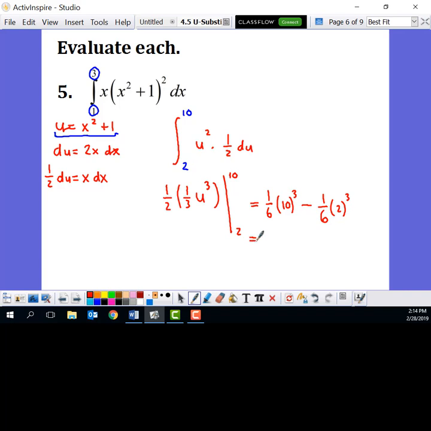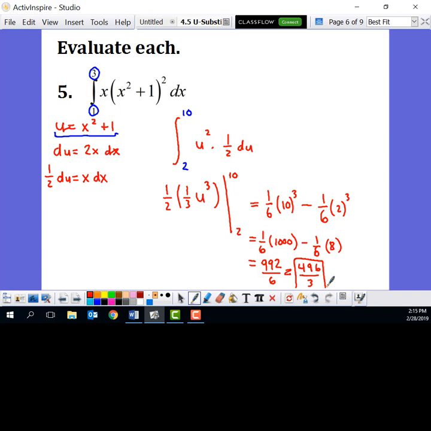Okay? So then if we clean this up, we've got 1/6 times 1,000 minus 1/6 times 8. So that ends up getting us, if we combine those like terms, I trust you to be able to do that, we end up getting 992 over 6, which we can simplify as a fraction to 496 over 3.